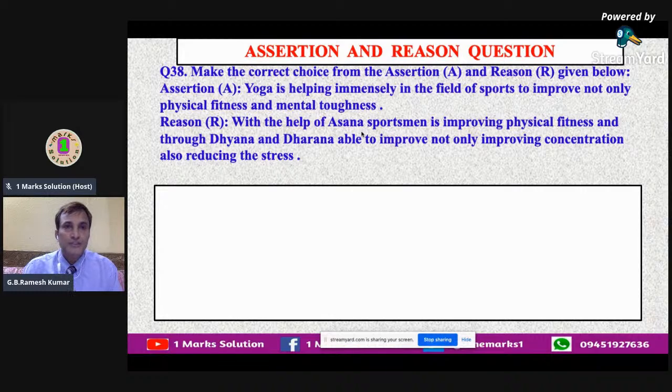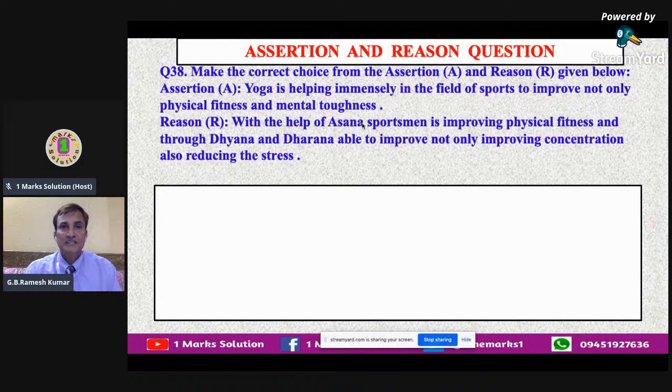Now, the 38th question. Assertion: yoga is helping immensely in the field of sports to improve not only physical fitness but also mental toughness. Reason: with the help of asana, the sportsman is improving physical fitness, and through dhyana and dharana he is able to improve concentration and reduce stress.